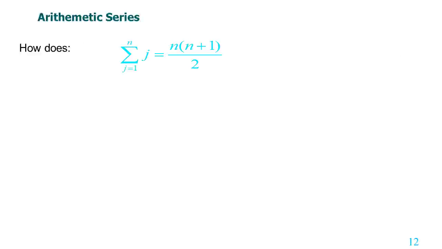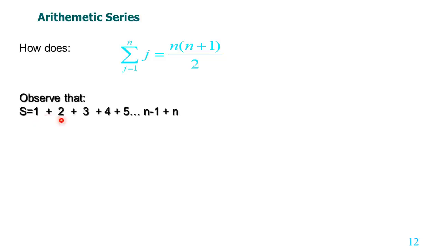How does the formula come about? That means, how can we derive the formula? The summation of j, that is the summation of the first n natural numbers, is equal to n into n plus 1 by 2. To derive the formula, we can use two techniques. The first technique is known as the analytical technique, and next we will see mathematical induction. So first we see the analytical way.